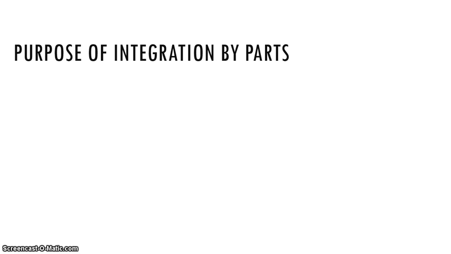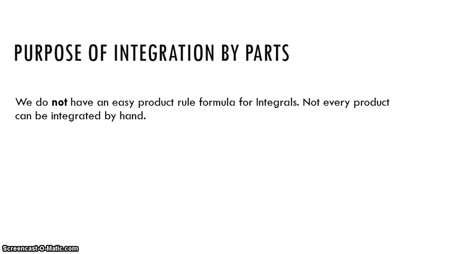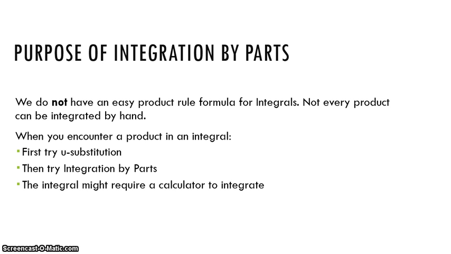All right. The purpose of integration by parts is when you're integrating and you have a product in your integral, you want to solve that integral, and we don't have an easy product rule formula for integrals. In fact, not even every product can be integrated by hand. So when you see a product in your integrand, the first thing you should try is U substitution, because maybe the product came about because of the chain rule. If U substitution doesn't work, then you'll try this new method called integration by parts. And it's possible that you might need a calculator in the end, that maybe neither method will work.